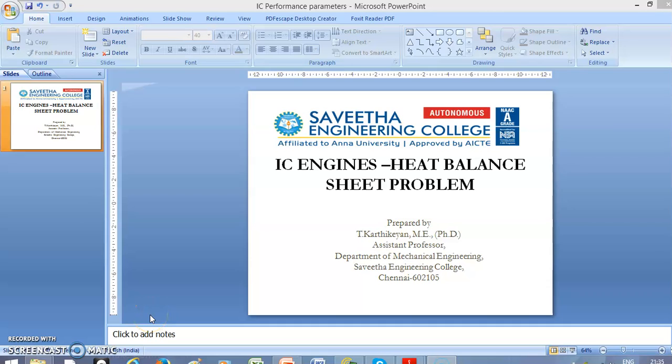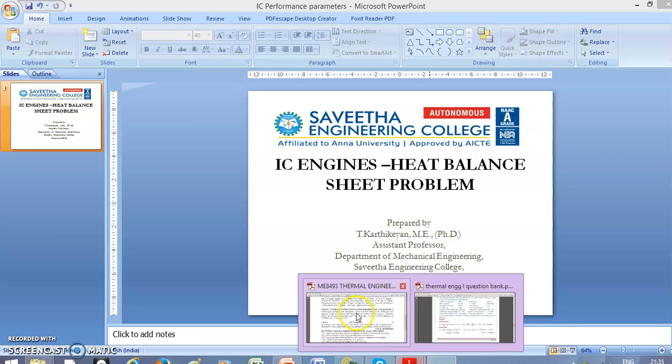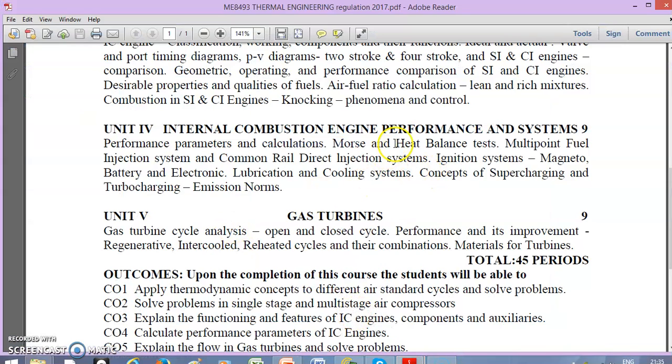Hello friends, the topic which we are going to discuss is heat balance sheet problem in IC engines. This is one of the topics in unit 4. Unit 4 is internal combustion engine performance system and heat balance test. So most of the case we'll get a problem in this heat balance test.